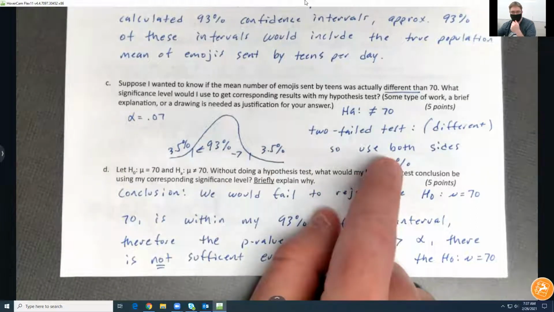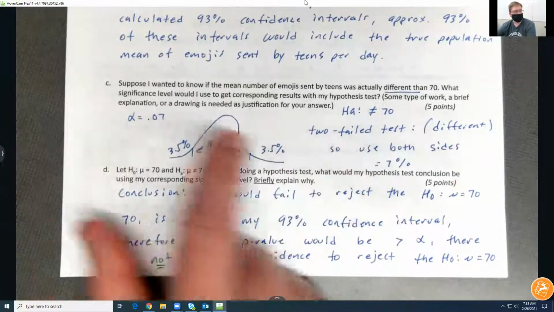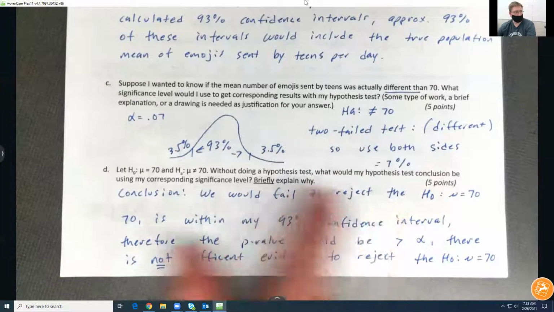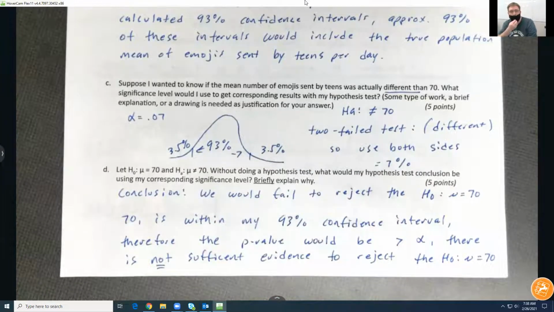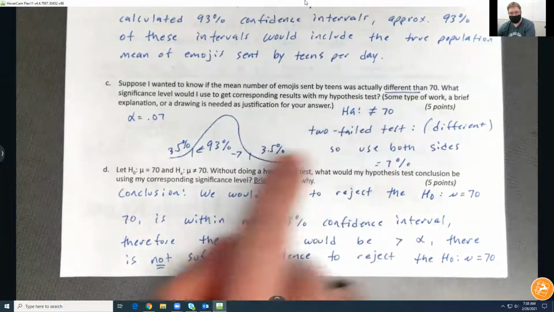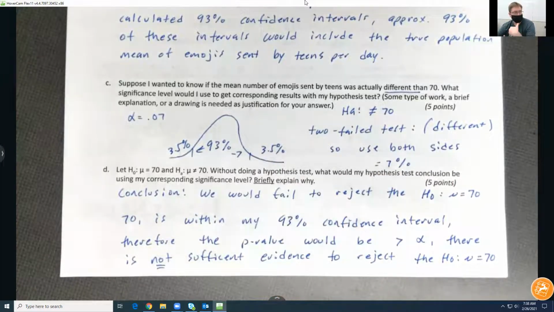So as far as justifying your work, a picture, a small little sentence like this, an equation, something is all you need. Don't just put alpha equals 0.07 and move on. Show some sort of cognitive ability that you got from A to B. All right, so I wrote that this is what my alternative would look like, different than 70, which means two-tailed tests. Use both sides, equal 7%. So something like that will get you guys full credit. Does that make sense? We got questions there?